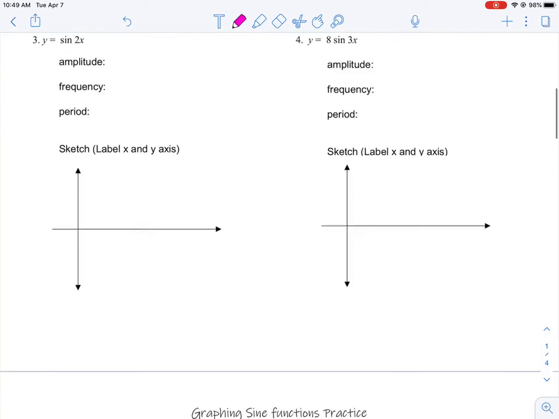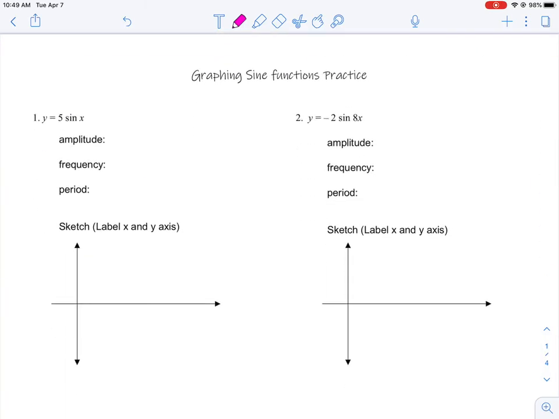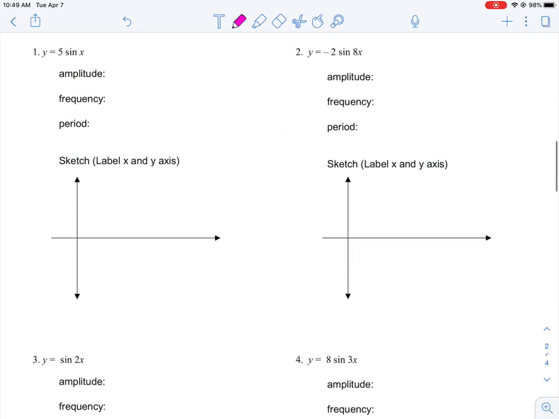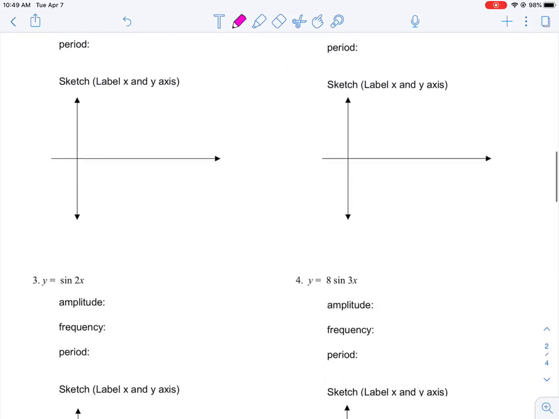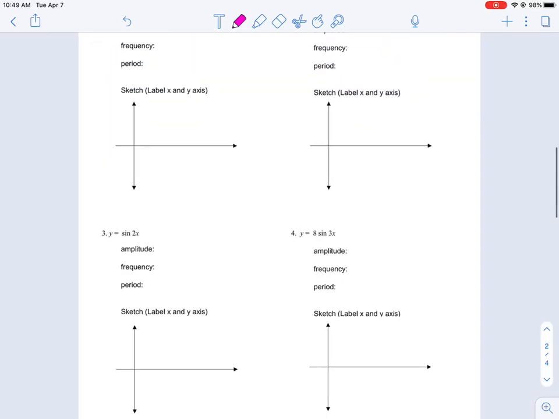All right, so what your job is today, my friends, is you have these 4 questions that I just want you guys to identify the important information, and then I would like you to draw a sketch of each of them.